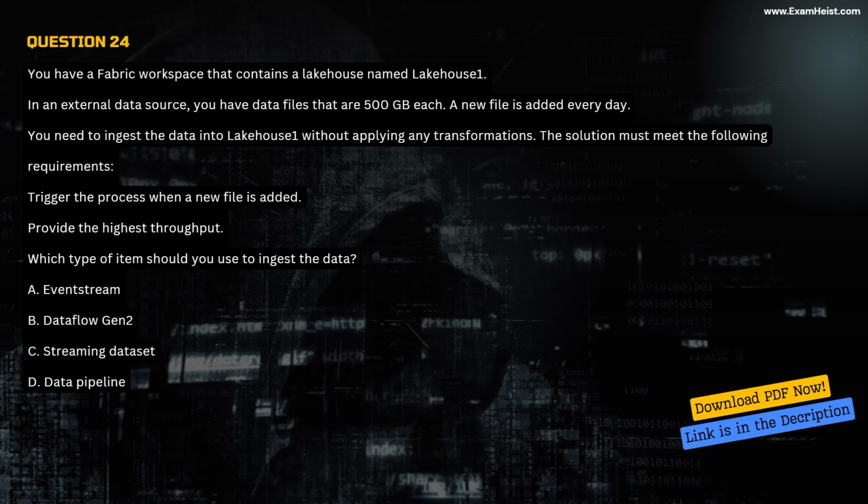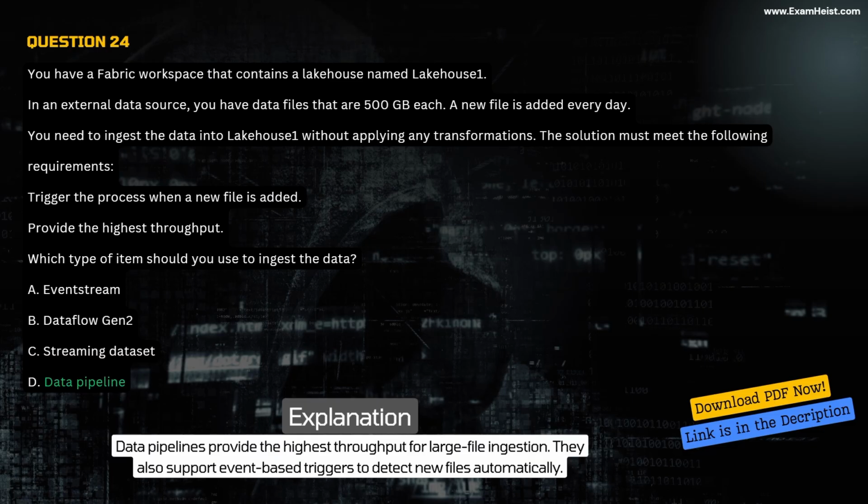A. Event stream. B. Dataflow Gen 2. C. Streaming dataset. D. Data pipeline. Correct answer D. Data pipeline. Explanation. Data pipelines provide the highest throughput for large file ingestion. They also support event-based triggers to detect new files automatically.